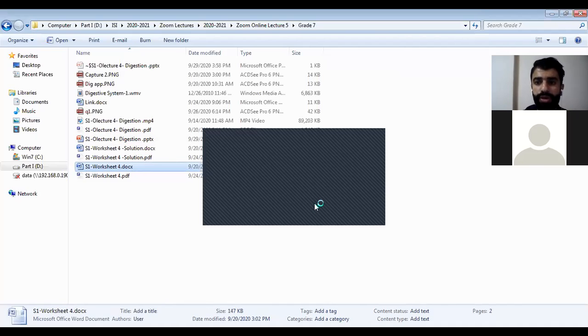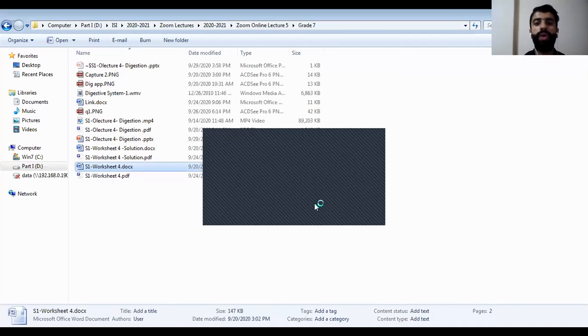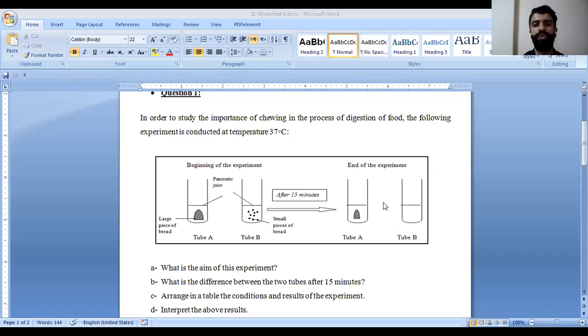To study the importance of chewing in the process of digestion of food. Chewing occurs mainly in the mouth. So in order to study the importance of chewing in the mouth, we did the following experiment at temperature 37 degrees Celsius. We have in this experiment 2 tubes, A and B. Tube A contains a large piece of bread, while tube B contains a small piece of bread. Both tubes contain pancreatic juice, and both are placed at temperature 37 degrees Celsius.